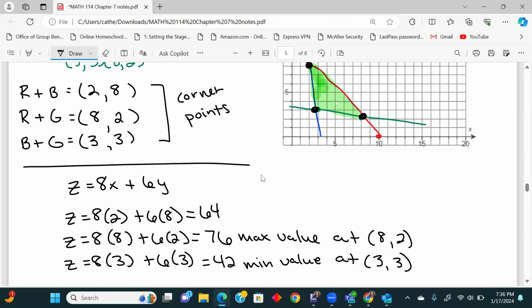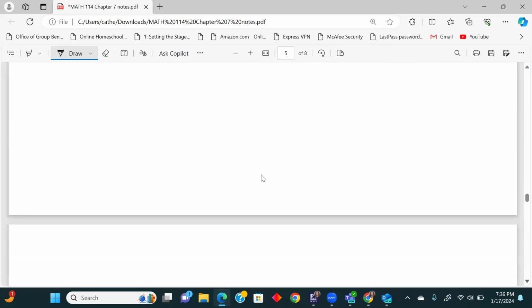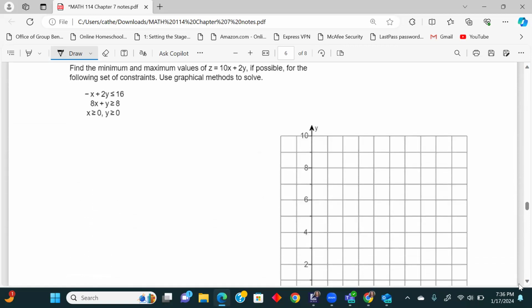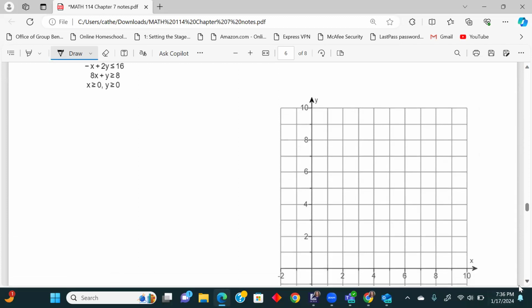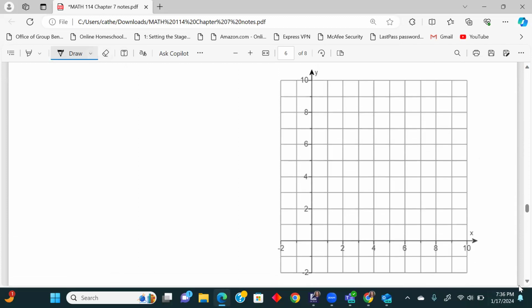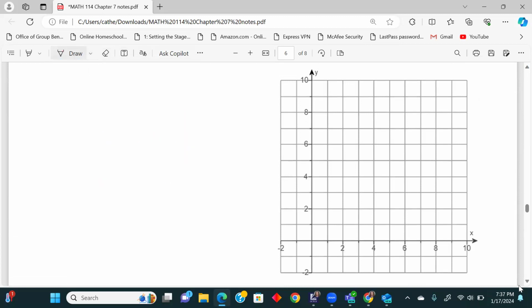All right, and we have one more for this section. I know it's a long section. All right. Same thing here. We have 4 sets of constraints. We know how to graph y is greater than 0 and x is greater than 0. So that's just the x-axis and the y-axis. So let's graph those.